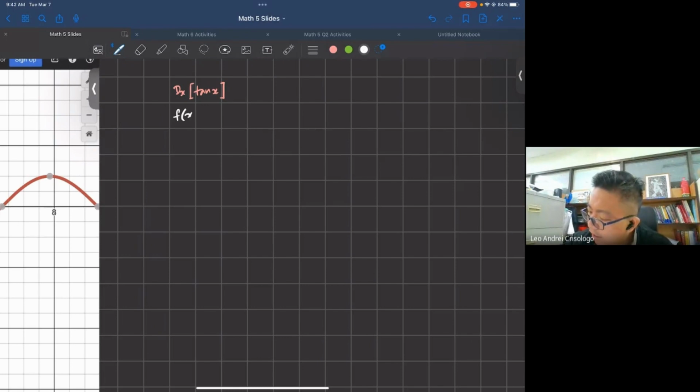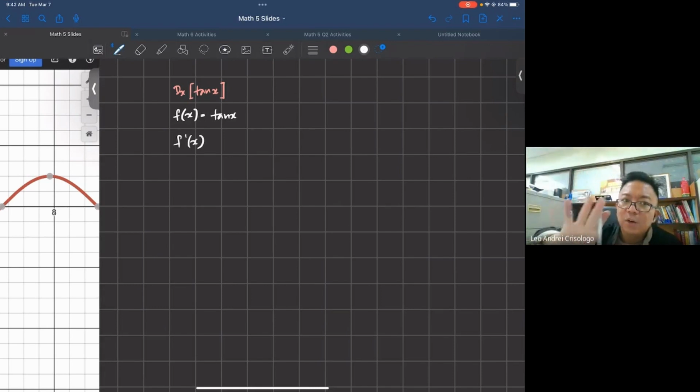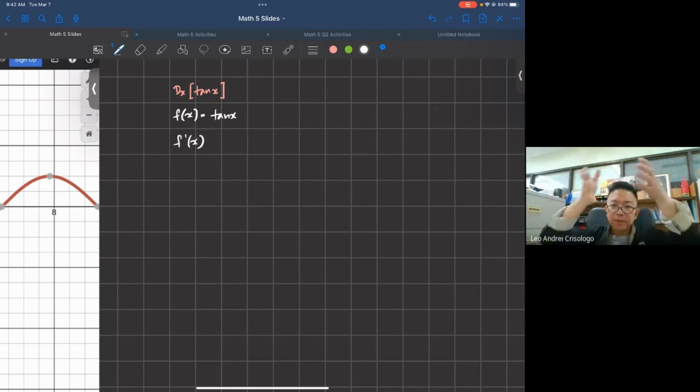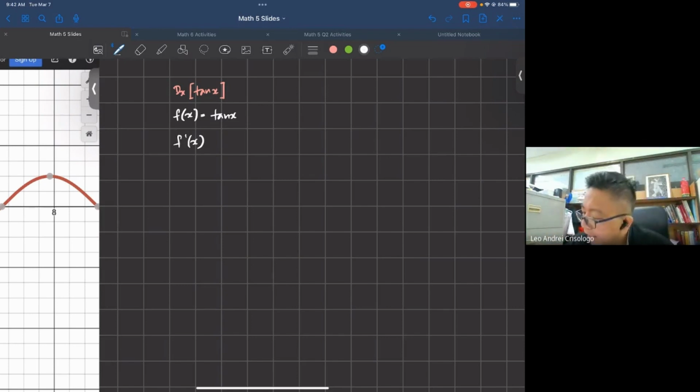Essentially, we want f of x to be equal to tangent x, and we're looking for f prime of x. But note that we don't want to do the long limit of the difference quotient for tangent, because we already know the derivative of sine and cosine, and tangent is just sine x over cosine x. So what can we use? We have the product rule, and we also have the quotient rule for differentiation. And this is a quotient, so we will just use the quotient rule.